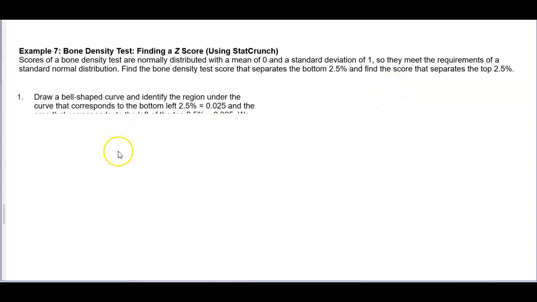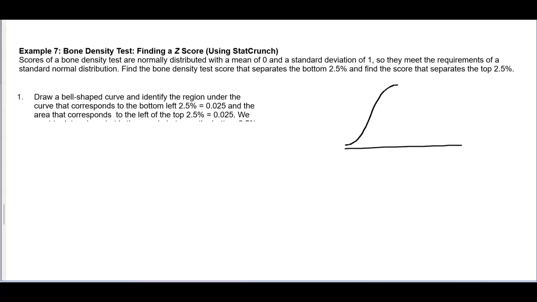Now, the first thing we want to do is draw a bell curve and identify the region under the curve that corresponds to the bottom 2.5%, which is the same thing as 0.025, and the area that corresponds to the top 2.5%, which is 0.025. So let's go ahead and do that. So we draw our picture, we draw our bell curve.